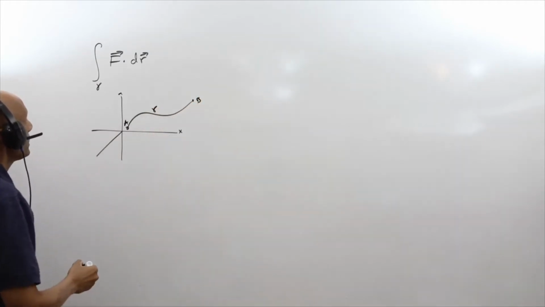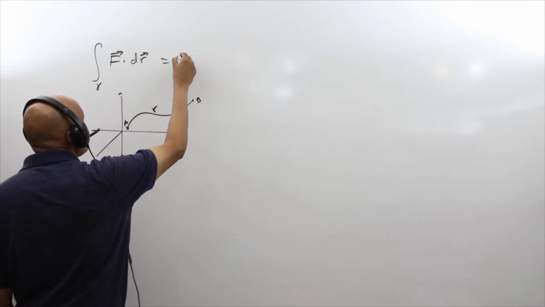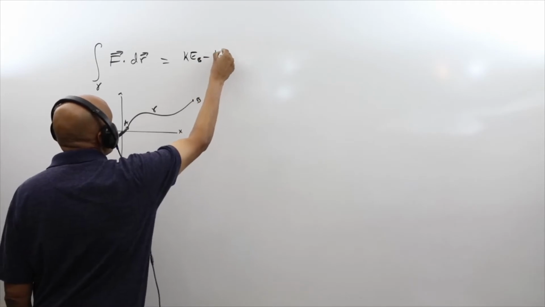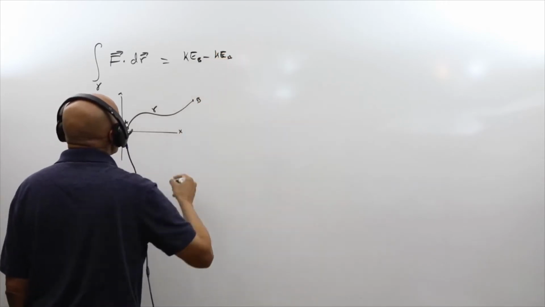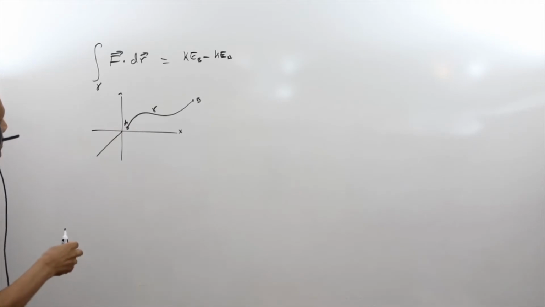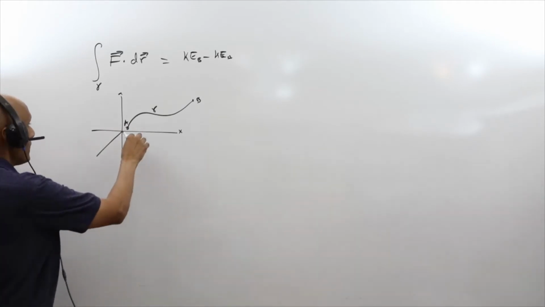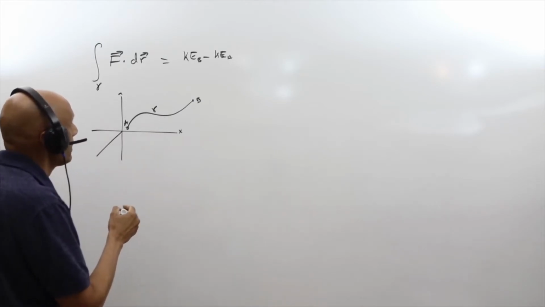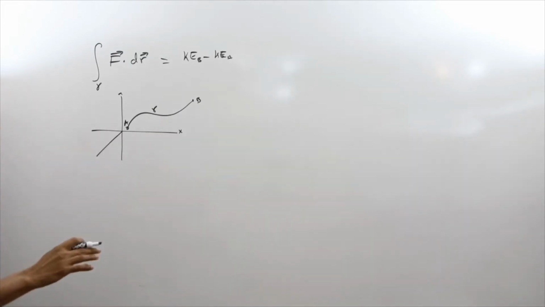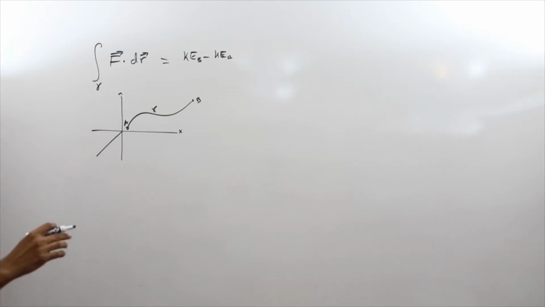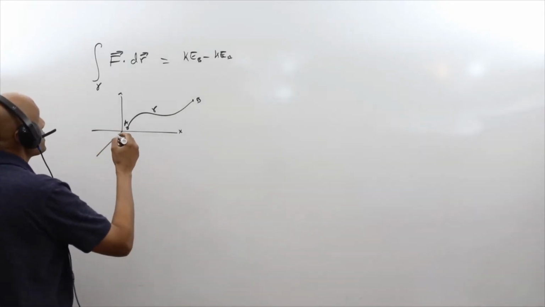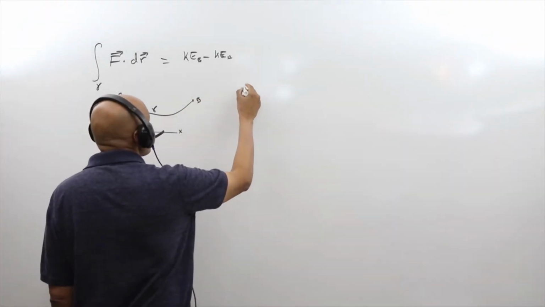So we know the work done is equal to the kinetic energy at B minus the kinetic energy at A. So if we want to calculate the work done by a force on a particle that's taking a path gamma, we know that's equal to the kinetic energy at B minus the kinetic energy at A. This is true for whatever type of force it is. It doesn't matter if the force is a dissipative force or a conservative force. But let's take the special case when we know that F is a conservative force.